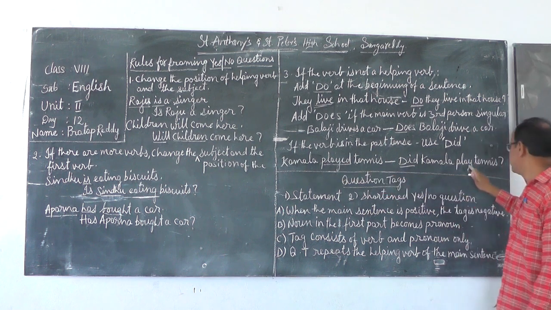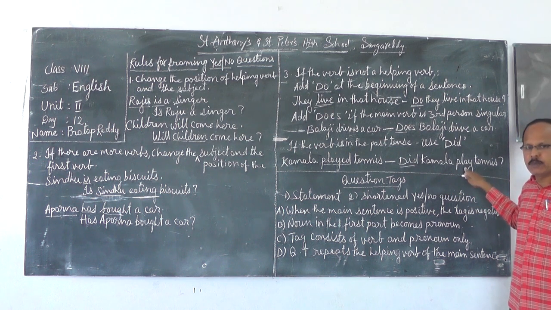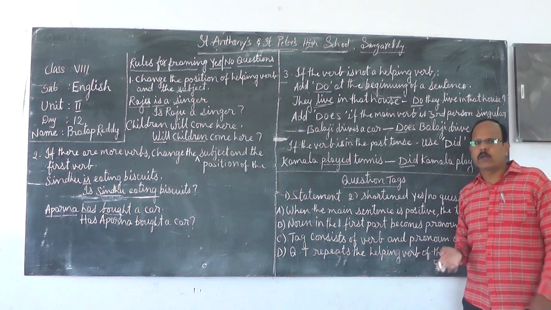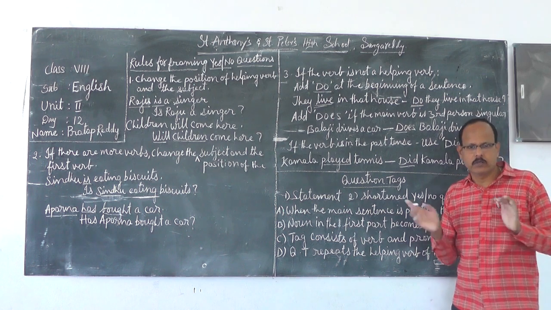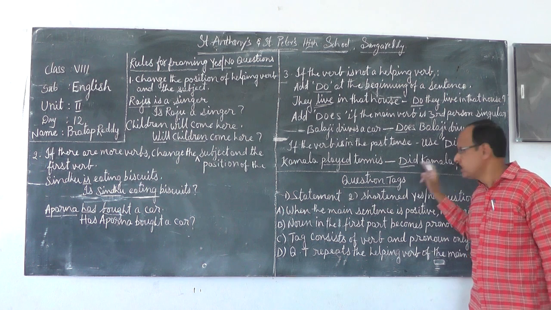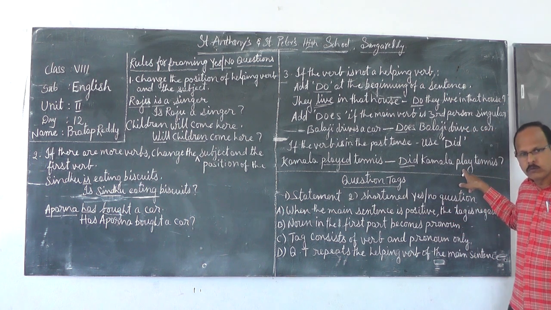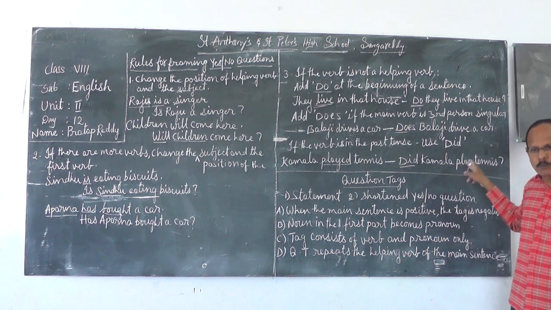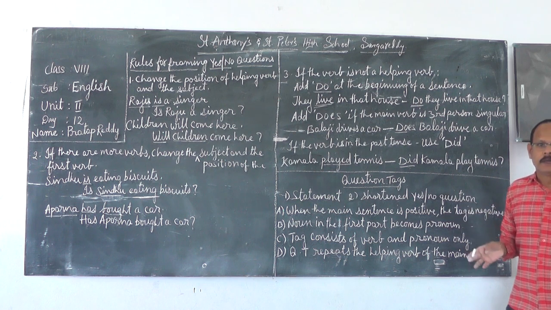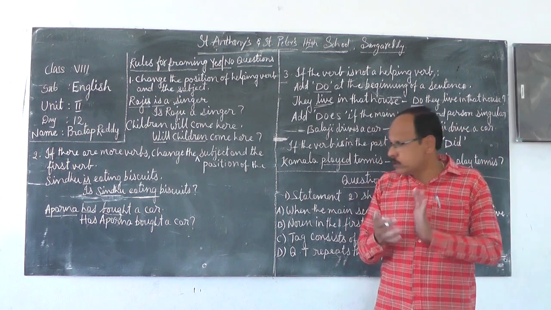If we say played here, that is one past tense, and this played is also past tense. Two past tenses cannot be used in the same sentence. If we say, did Kamala played, it is wrong. We should say, did Kamala play tennis? That's how we should frame yes-no questions.